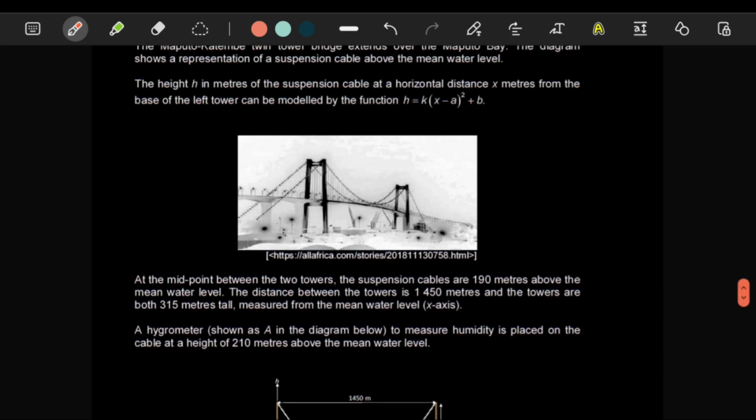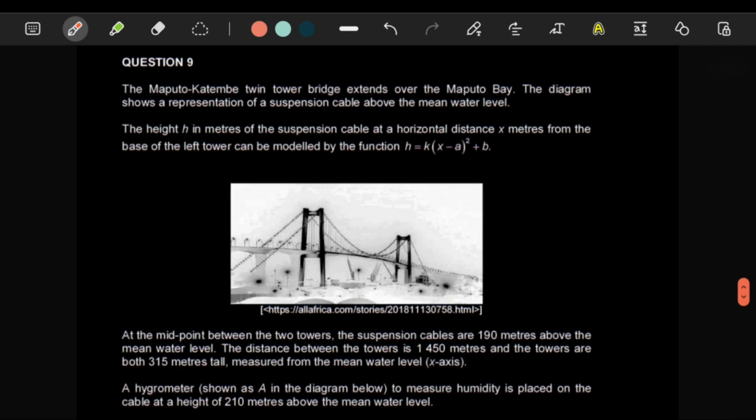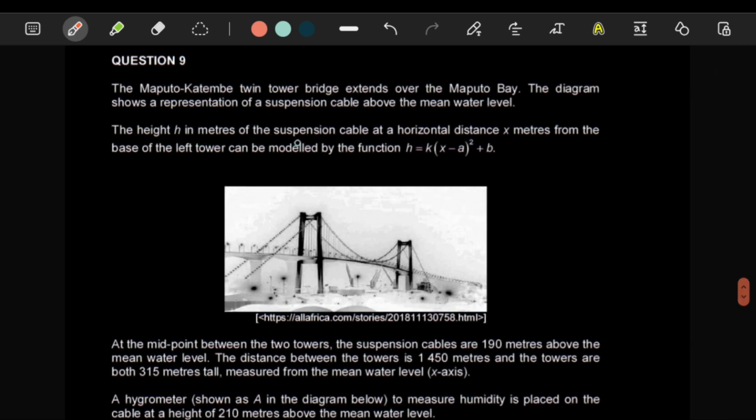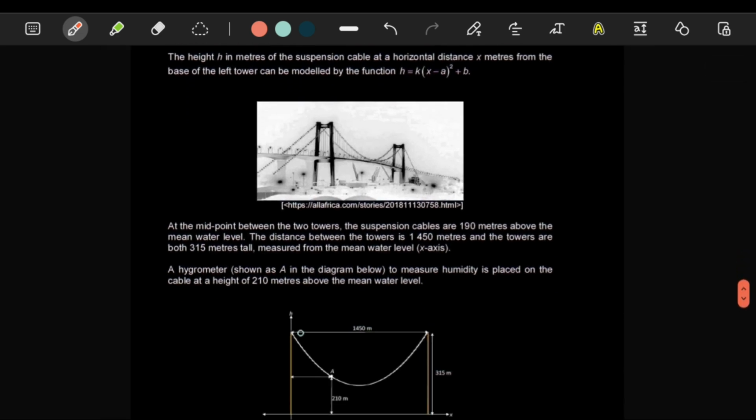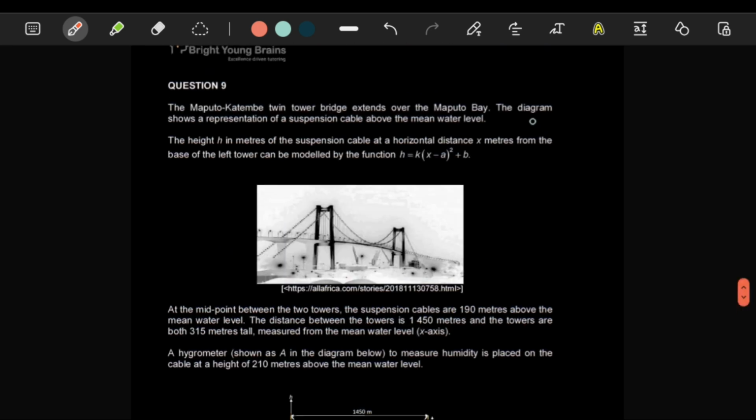Oh, okay, I get it now. And then it says here, the height h in meters of the suspension cable at a horizontal distance x meters from the base of the left tower can be modeled by this function. So what they mean is this hyperbola here, right, is a representation of that cable over there.